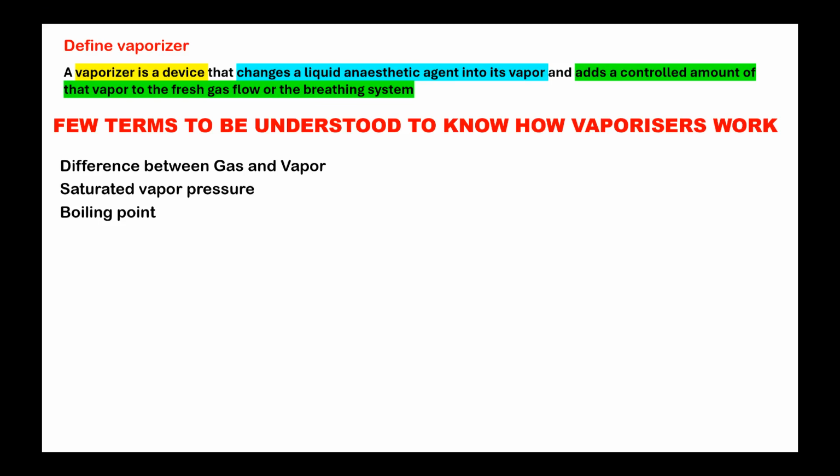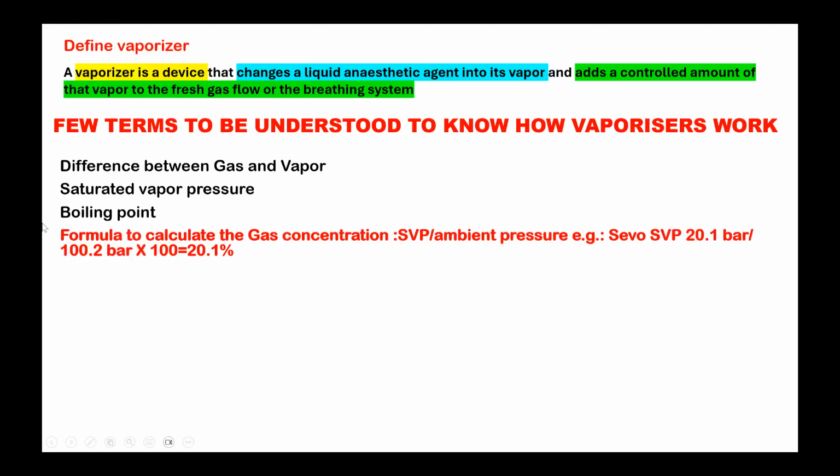Okay? So any liquid, when its vapor pressure equals the ambient or atmospheric pressure, the temperature at which it happens is called the boiling point. Okay, that is a very important definition all of you should know. And the formula to calculate the gas concentration, of course, we will see that later.